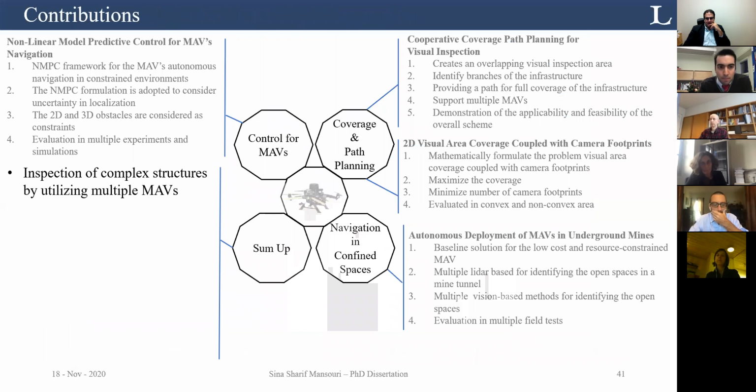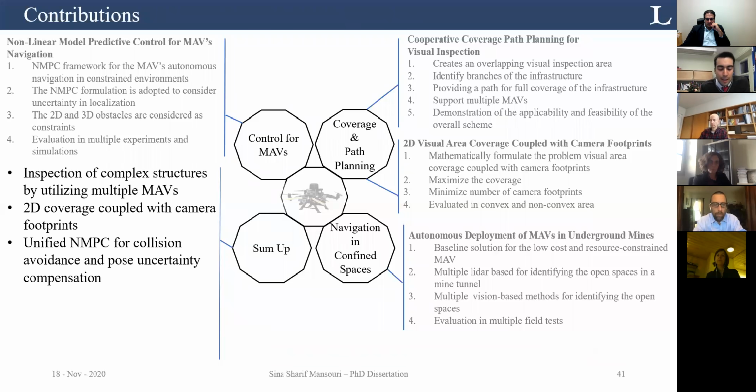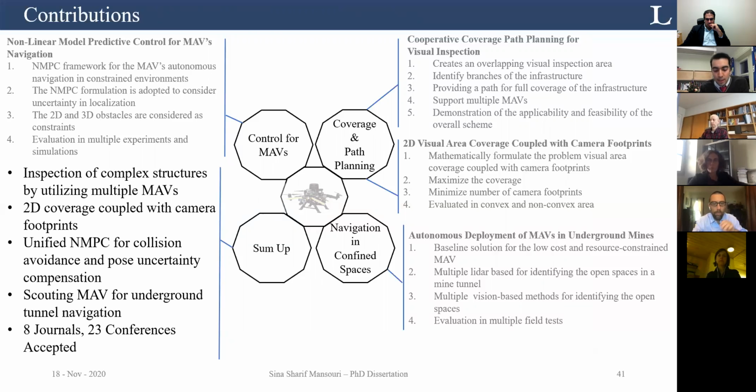So to sum up, I was proposing algorithms for inspection of complex structures with multiple micro vehicles. I considered camera footprints for 2D coverage, unifying the NMPC approach for considering pose uncertainty and collision constraints, and proposing scouting micro vehicles for underground tunnel navigation. And my PhD over the last 4 years resulted in 8 journals and 23 accepted conferences.